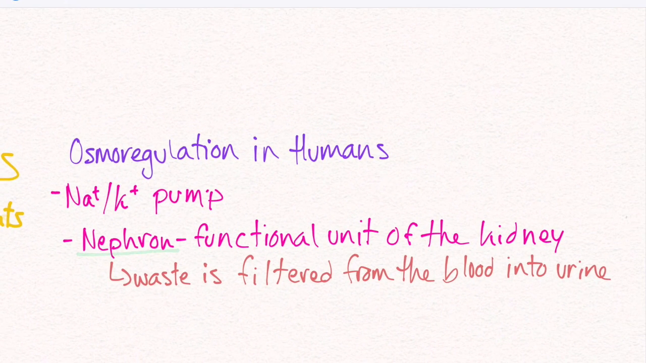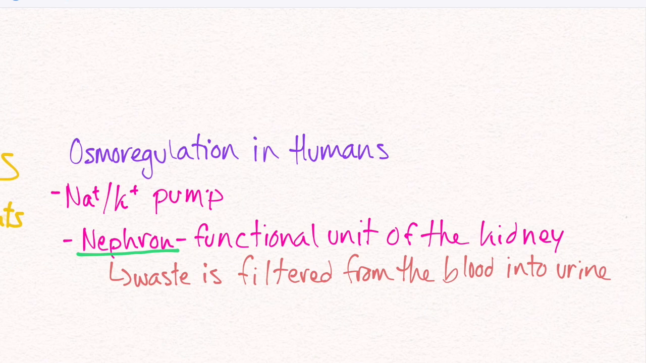Now, this occurs in the sodium-potassium pump, which helps to regulate the functioning of the kidneys, and it also occurs in the functional unit of the kidneys called the nephron. At the nephron, waste is filtered from the blood to produce urine. Here we have a picture of the human excretory system. So we have the kidney already labeled.